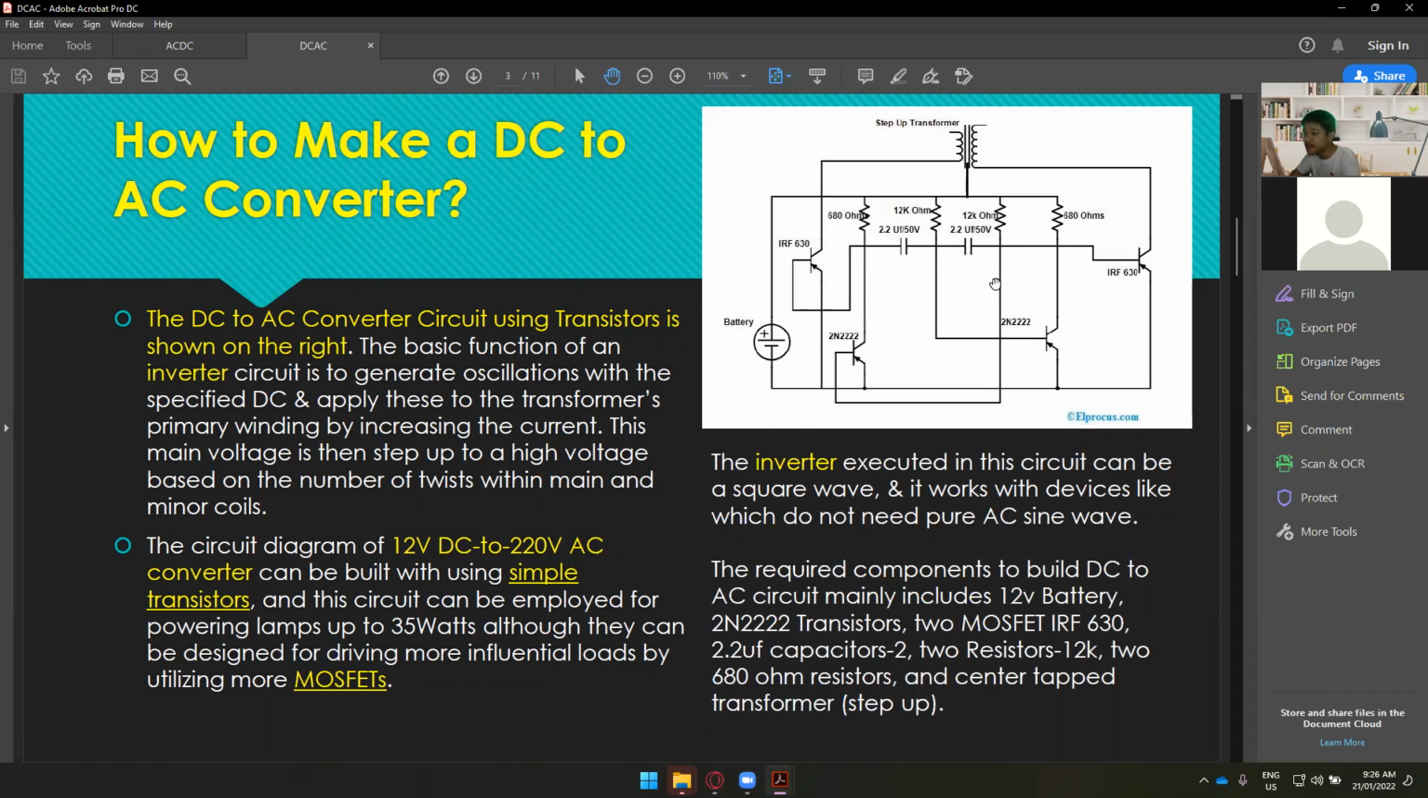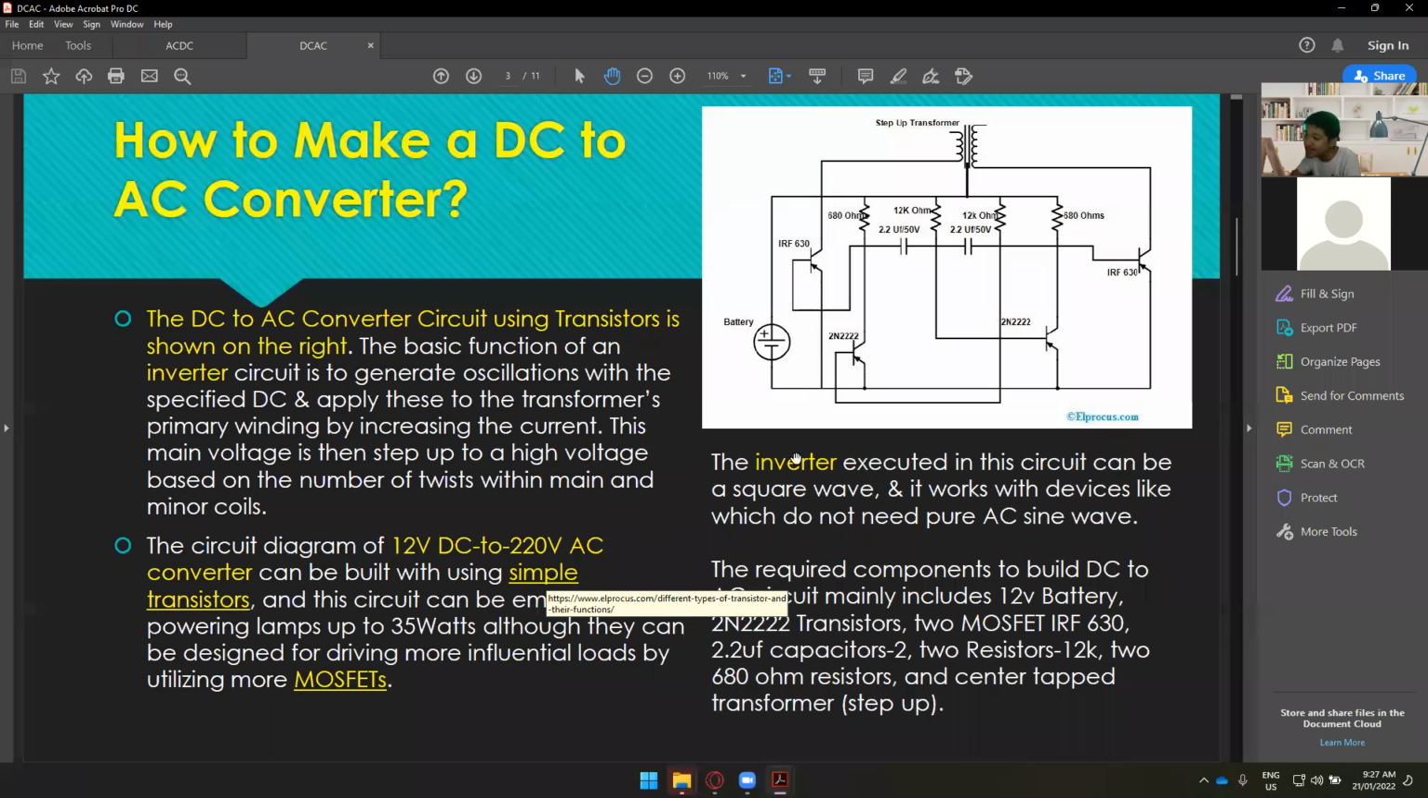But yeah, here are the things that you will need if you're going to use a transistor as a converter. Of course, it still needs a step-up transformer, not just a resistor, capacitor, and then the transistor. Anyway, this is your way to convert your 12-volt DC into a 220-volt AC converter, using simple transistors.